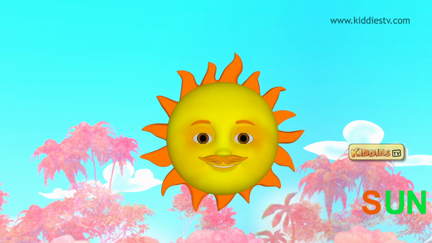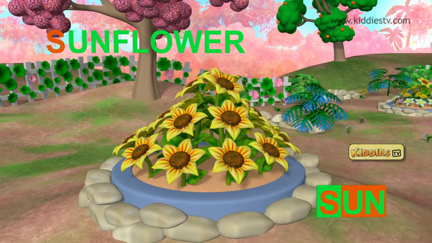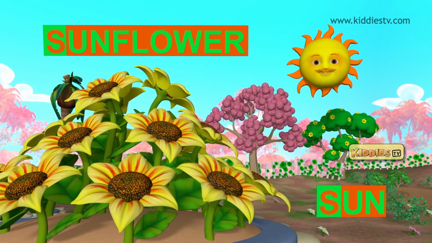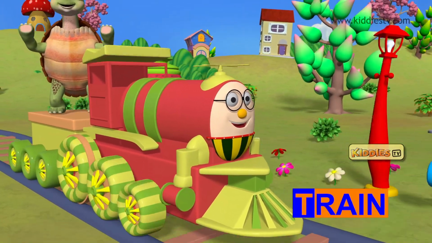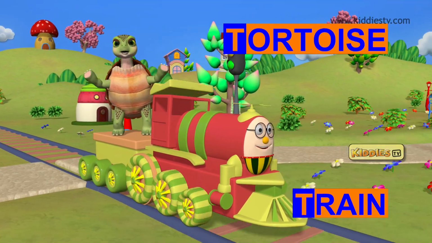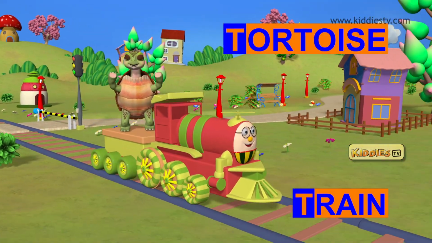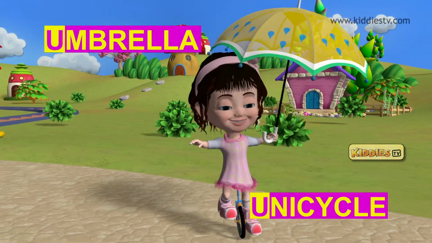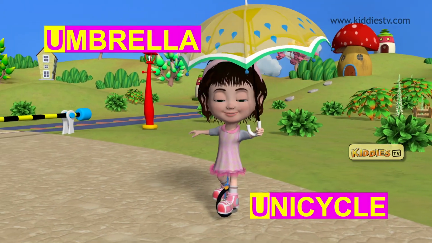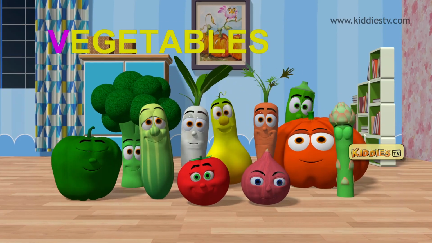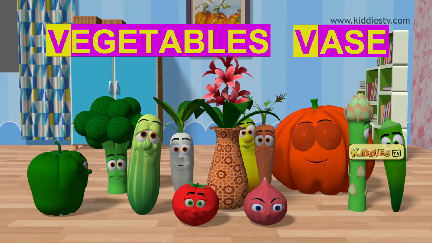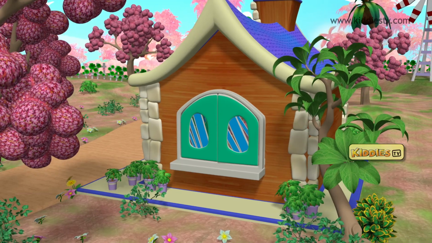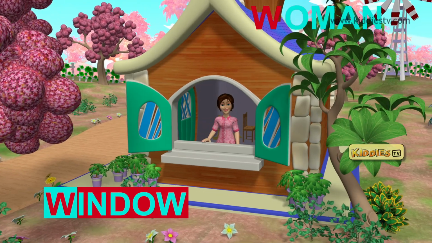R. S for sun, S for sunflower. S. T for train, T for tortoise. T. U for unicycle, U for umbrella. U. V for vegetable, V for vase. V. W for window, W for woman.